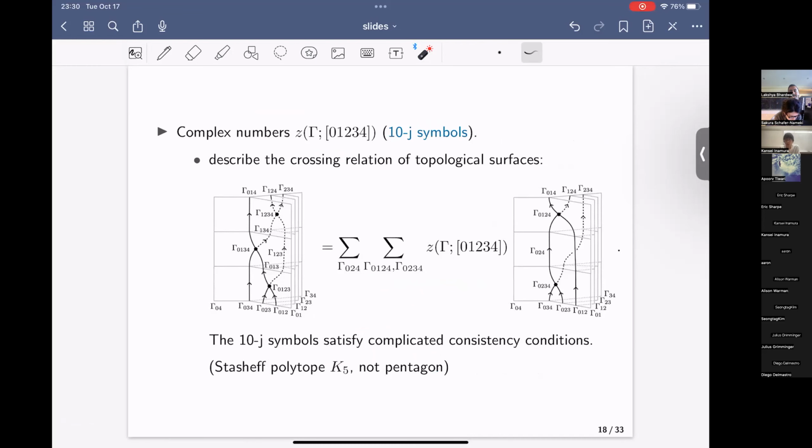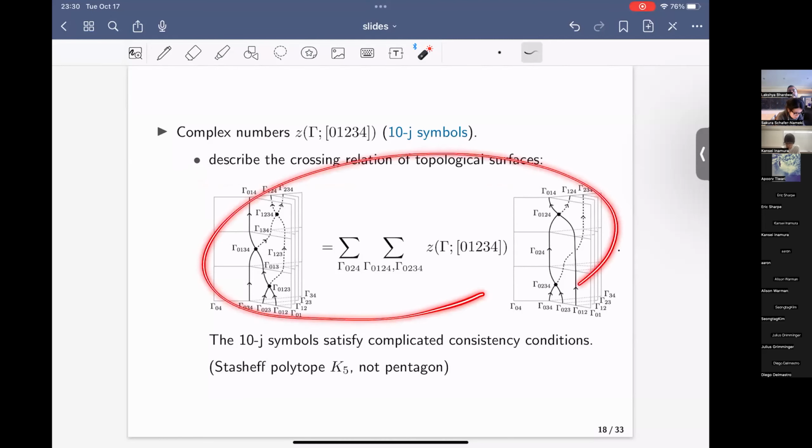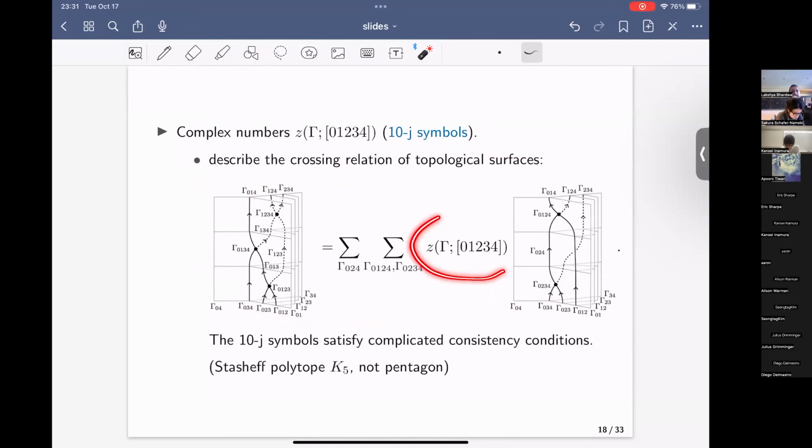The last datum is a set of complex numbers called Kansei symbols. These are very natural generalizations of the F symbols in a fusion one-category. Just as the F symbols describe the crossing relations of topological lines, these Kansei symbols describe the crossing relations of topological surfaces, as shown in this equation. The Kansei symbols appear here. And these Kansei symbols must satisfy very complicated consistency conditions, just like F symbols.